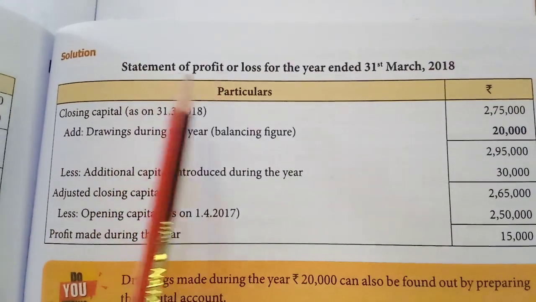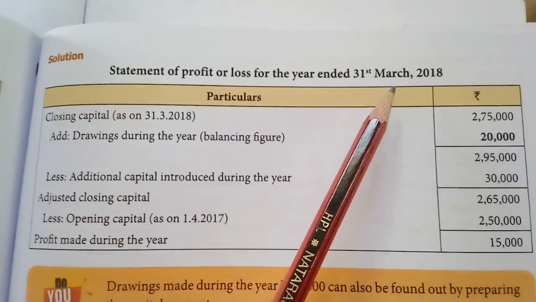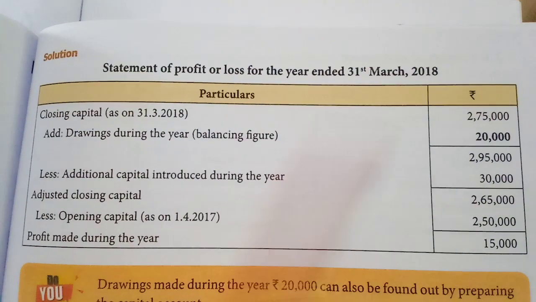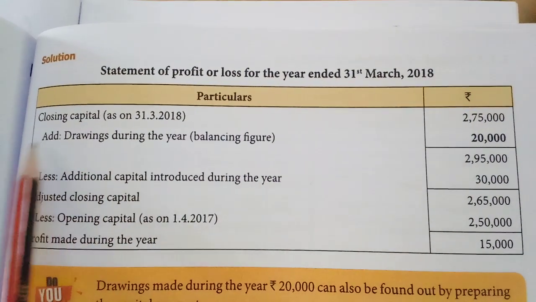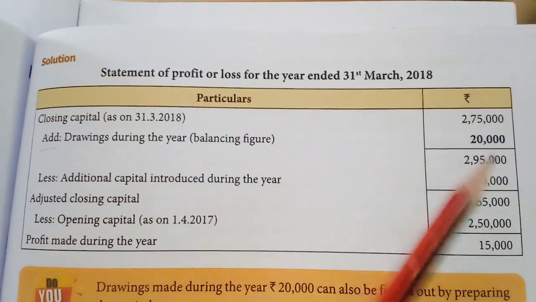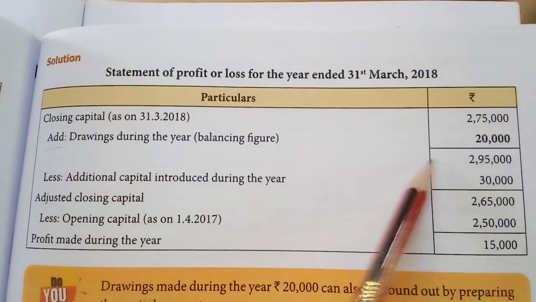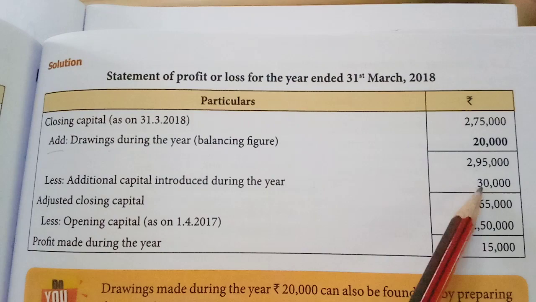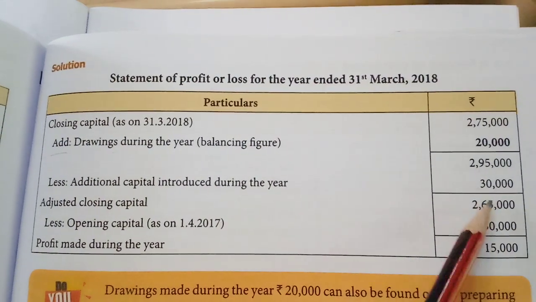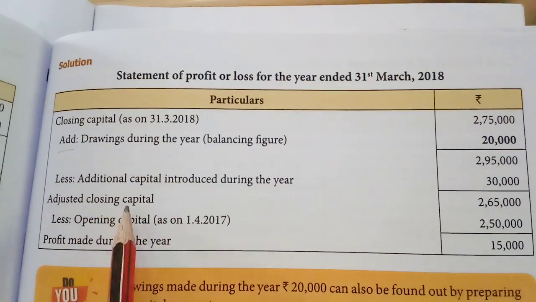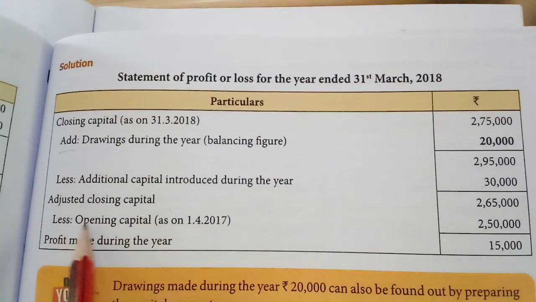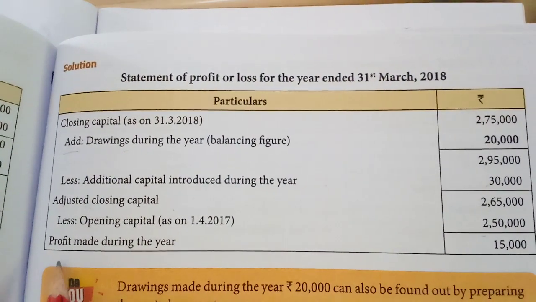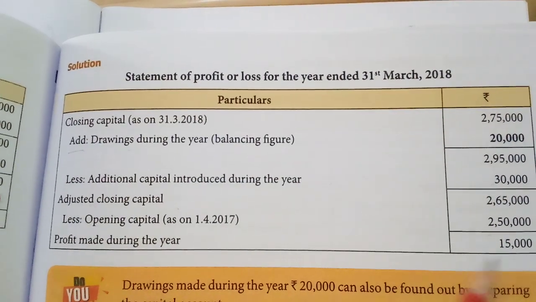The solution, statement of profit or loss for the year ended 31st March 2018, particulars, rupees, closing capital given. Drawings we do not know, but you write add drawings, leave the amount, then draw the line and leave this amount also. Then write less additional capital 30,000, then leave this amount, adjusted closing capital you write, then less opening capital, we know the amount, then write profit.